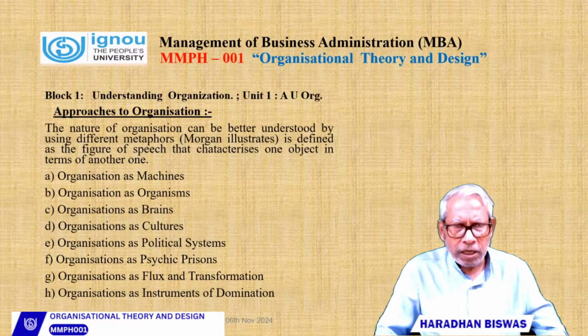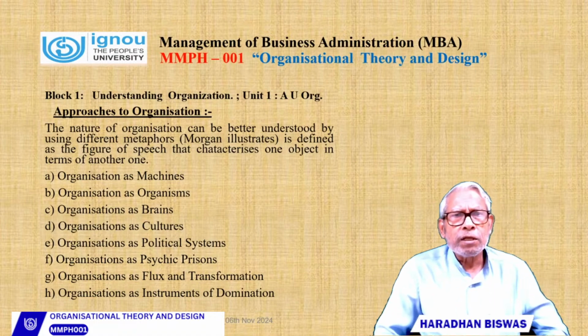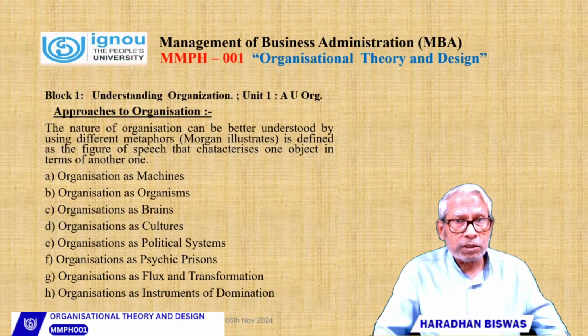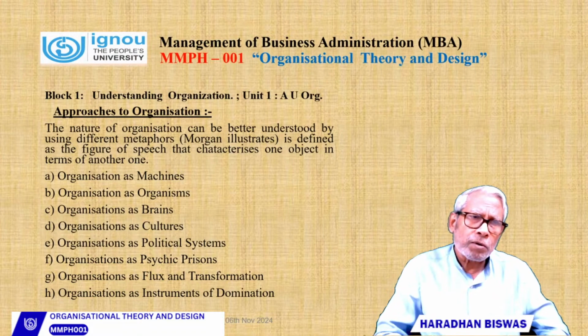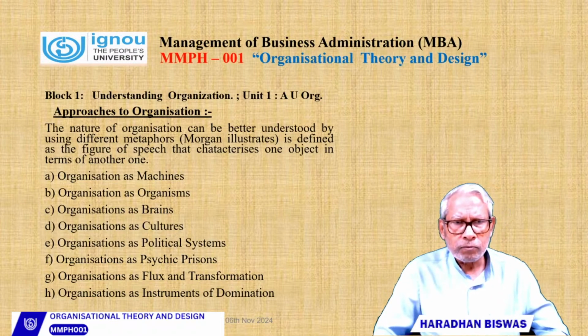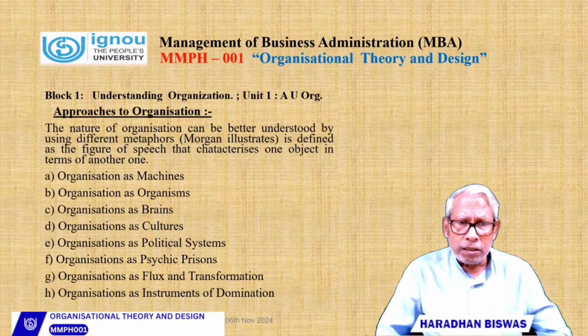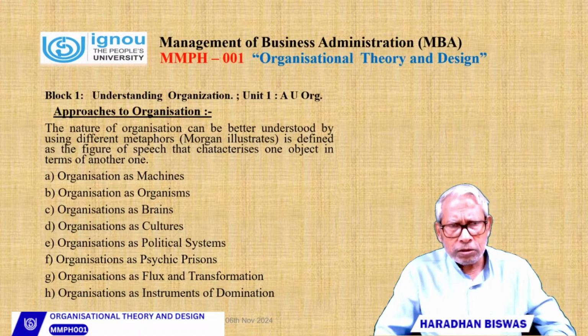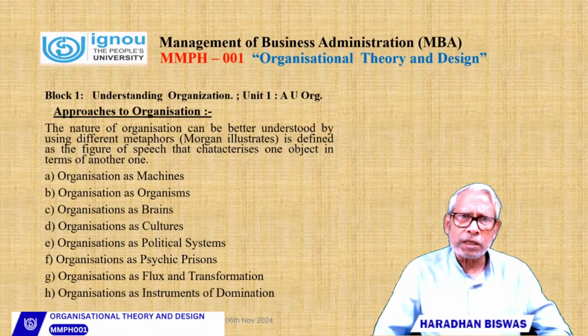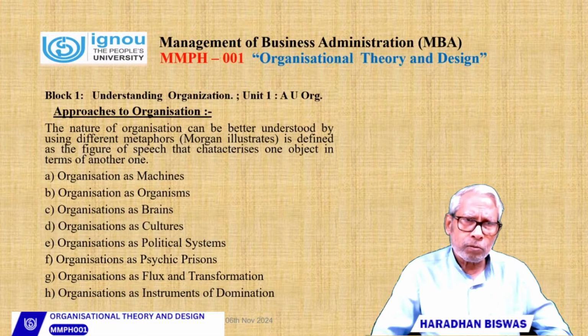Cultures: organizations are also diversified, with different people coming in with different resources, different backgrounds, different knowledge, and different decision-making systems and cultures. This type of organization we can consider as a culture. Then political systems, psychic prisons, organizations as flux and transformation, and organizations as instruments of domination. There are so many different approaches. You have to identify which type it is, the nature of the organization, and where it fits based on its characteristics.